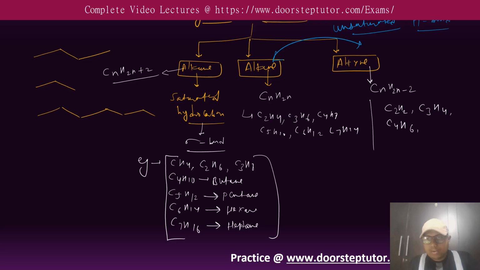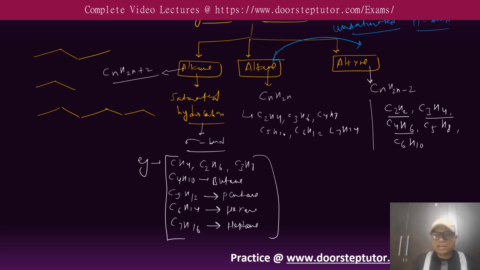When we talk about C5, what will be the number of hydrogens? You have to double the number of carbons, then minus 2, which means C5H8. It is pentyne. This is butyne, this is propyne, this is ethyne. When we talk about hexyne, what will be the formula? You have to double the number of carbons, which is 12, minus 2, so it becomes C6H10.